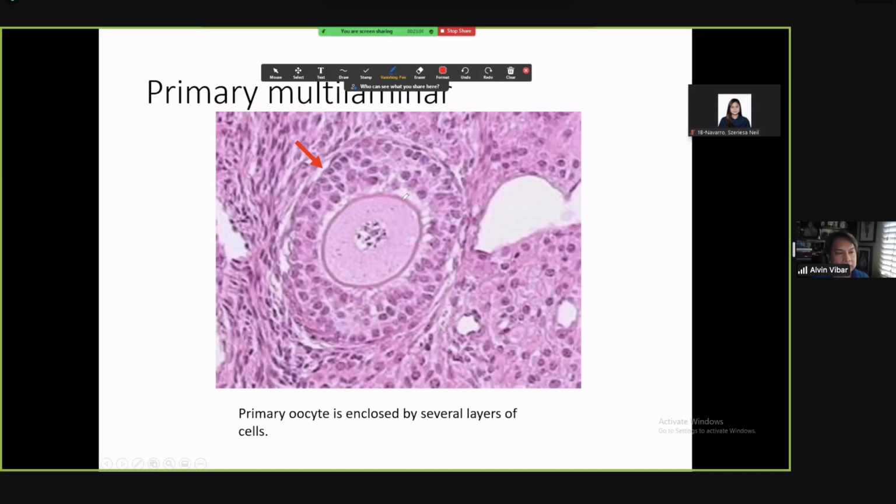Again, this is your zona pellucida immediately surrounding the egg cell, the primary oocyte, and then you have several layers of cuboidal cells, follicular cells. So this type of epithelium here, from simple cuboidal, will become a stratified cuboidal. Again, very easy to remember. I want you to tabulate it. Primordial follicle, simple squamous; primary unilaminar, simple cuboidal; and primary multilaminar, stratified cuboidal.